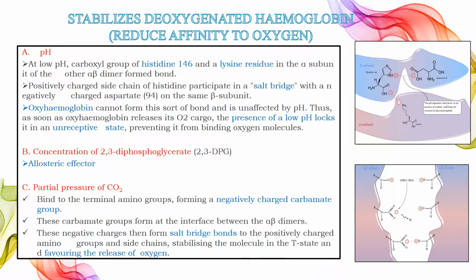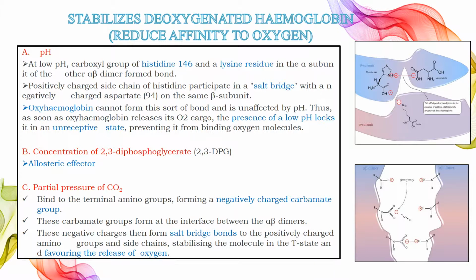The second factor is the concentration of 2,3-DPG. 2,3-DPG is an allosteric effector which will bind to the deoxygenated hemoglobin and reduce the affinity. The third one is the partial pressure of carbon dioxide. Carbon dioxide will bind to the terminal amino group, forming a negatively charged carbamate group.